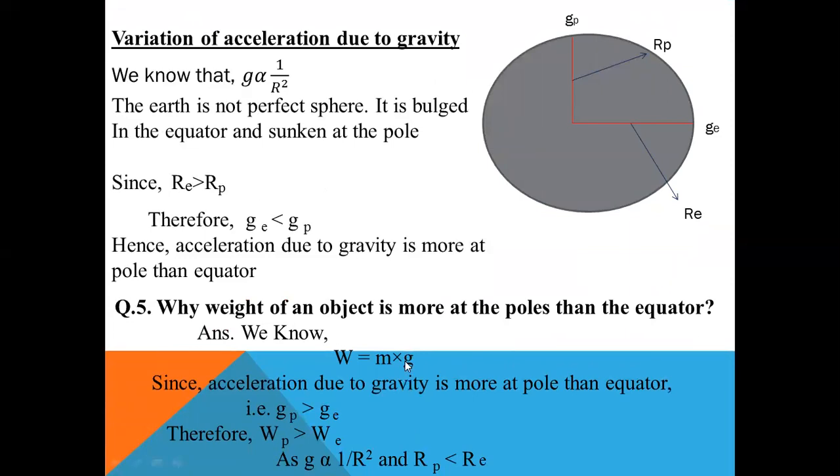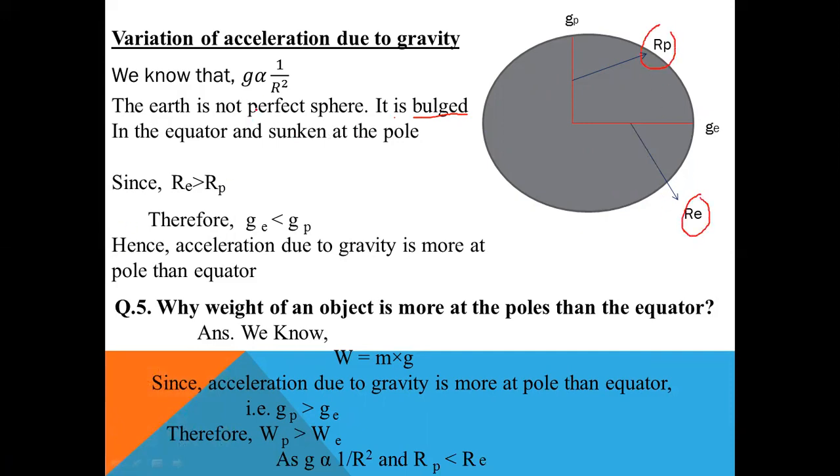Variation of acceleration due to gravity. Here we are going to discuss how acceleration due to gravity varies at poles and equator. Let us take the Earth. This is the figure of the Earth. You know, Earth is not a perfect sphere. Earth bulges at the equator and is sunken near the poles. So the radius at the equator is more than the radius at the pole.